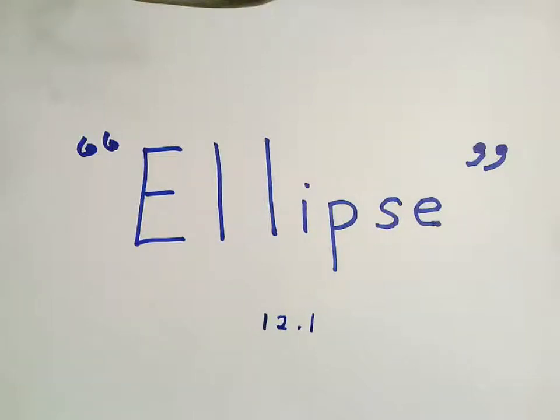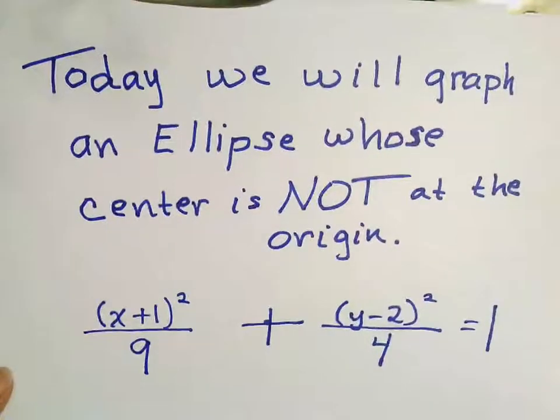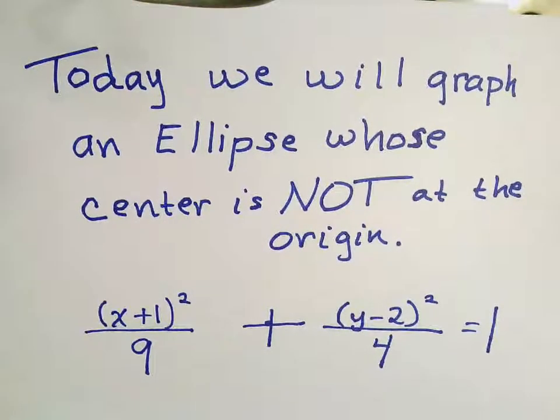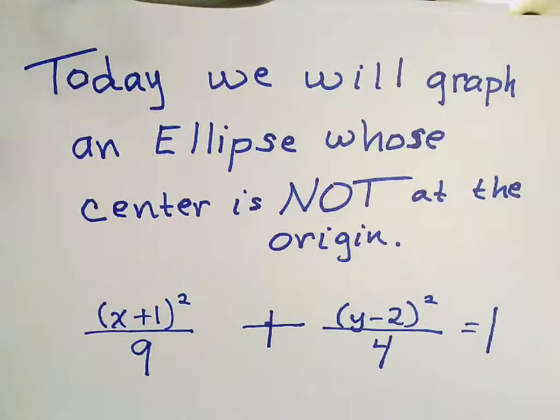We're still talking about the ellipse in Chapter 12, Section 1. But today, we will graph an ellipse whose center is not at the origin. And this is the ellipse that we're going to graph today.